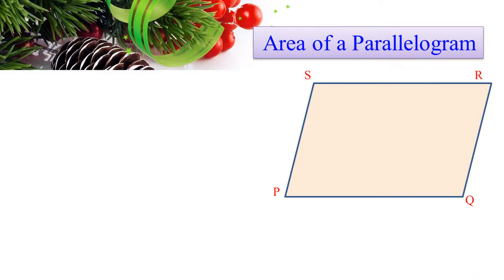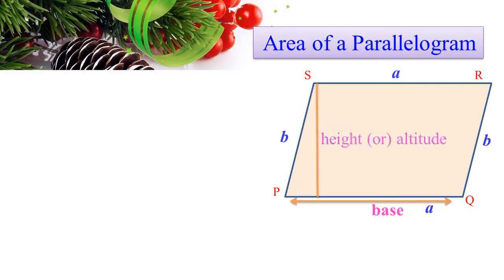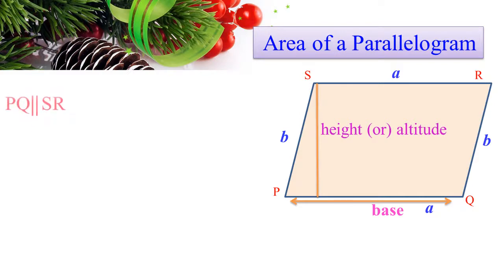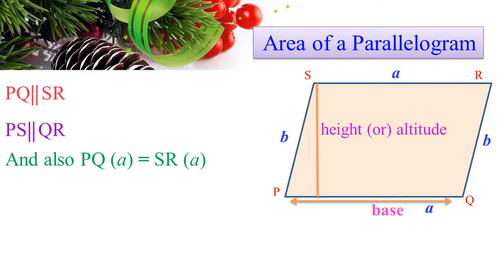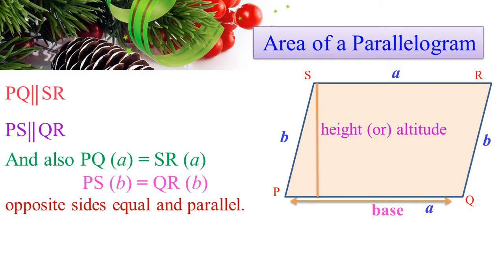PQRS. What is a parallelogram? A parallelogram is a quadrilateral with opposite sides equal and parallel. Base a and height or altitude b. Here PQ is parallel to SR and PS is parallel to QR, and also PQ of a equals SR of a, PS of b equals QR of b. Opposite sides are equal and parallel.